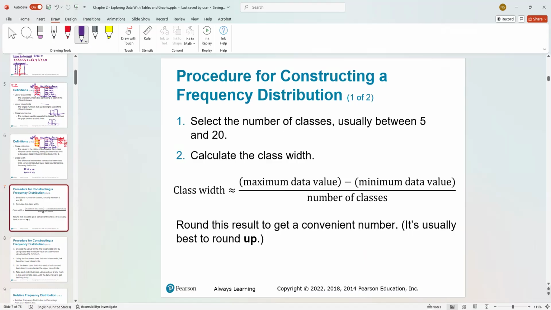The first thing to do to construct a frequency distribution is to summarize large data sets, all right? You need to verify, so you can see the distribution of the data, identify any outliers, or have a basis for constructing graphs like a histogram. Of course, as I said, we're going to use technology also to generate all of this. So the first step is to select the number of classes.